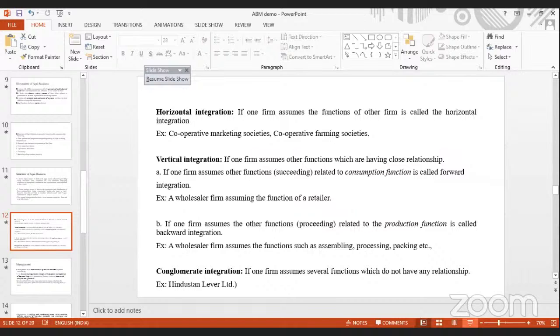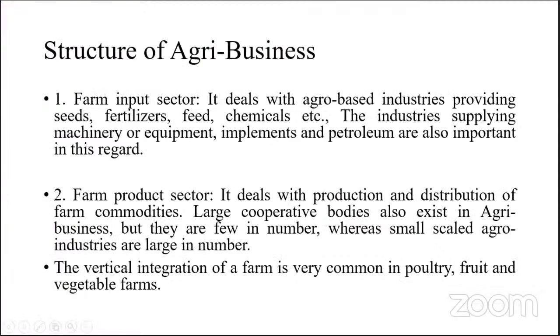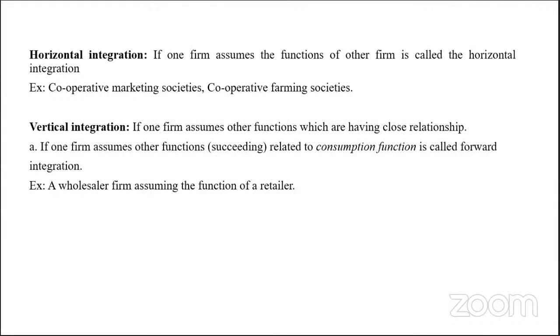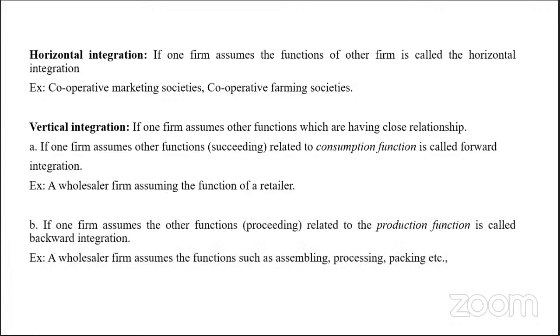So next is horizontal integration, for example cooperative marketing societies, as I stated, that perform the same business functions. And vertical integration is where one firm assumes other functions having a close relationship, where consumption functions are carried out forward. We have both backward integration and forward integration. In forward integration, if one firm assumes other functions related to consumption activities, an example is a wholesaler firm assuming the function of a retailer.